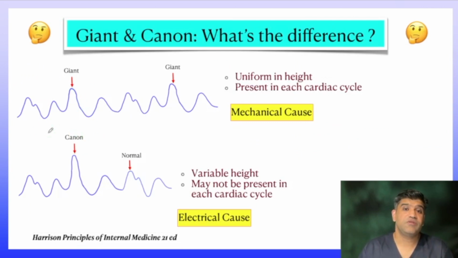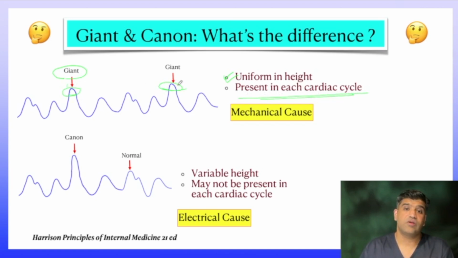So what is the difference between giant and CANON A waves? Giant A waves, as we saw, are caused by obstruction. That is a mechanical obstruction. Mechanical obstruction will be a fixed entity, so it will be present in all the phases of the cardiac cycle, in all the cardiac cycles. So they are uniform in height, present in each cardiac cycle. So we will see giant A waves uniformly in all the beats.